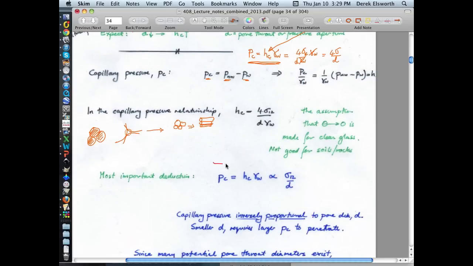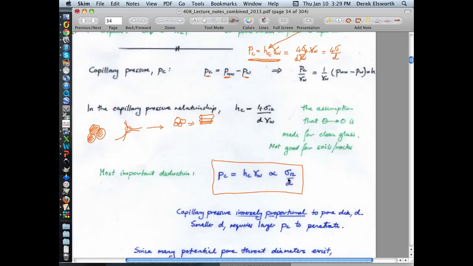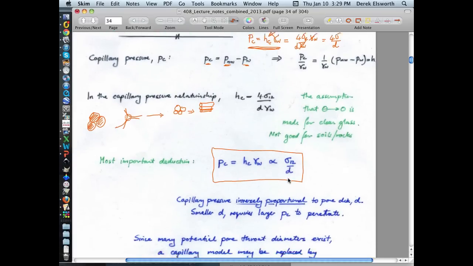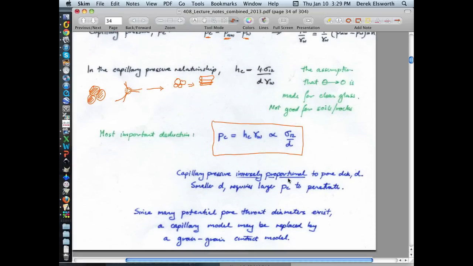And so this is basically the punchline, if you like. The capillary pressure is given by this expression, and it's proportional to the interfacial tension. The higher the tension, the more pressure you have to apply to push this stuff into the porous medium, and the smaller the diameter, the larger the pressure you have to apply as well. Okay? So that's the fundamental building block that we will use.